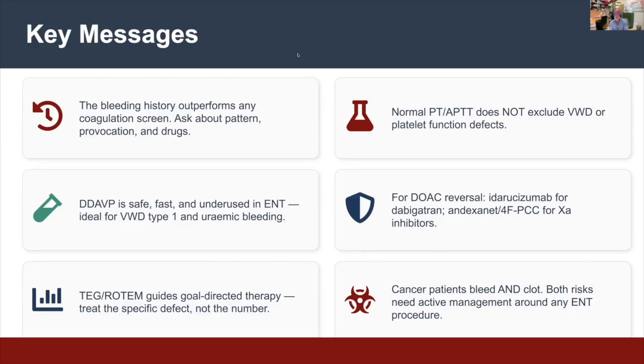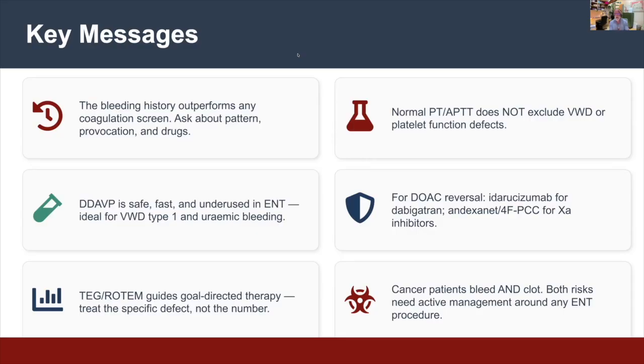The TEG and the ROTEM guide goal-directed therapy. If you've got that in your hospital, then you can use the TEG and the ROTEM to treat the specific defect. A normal PT and APTT does not exclude von Willebrand disease or platelet function defects. They're quite separate to the PT and APTT. For DOAC reversal, idarucizumab for dabigatran, and andexanet or 4-factor prothrombin complex concentrate for the 10A inhibitors.